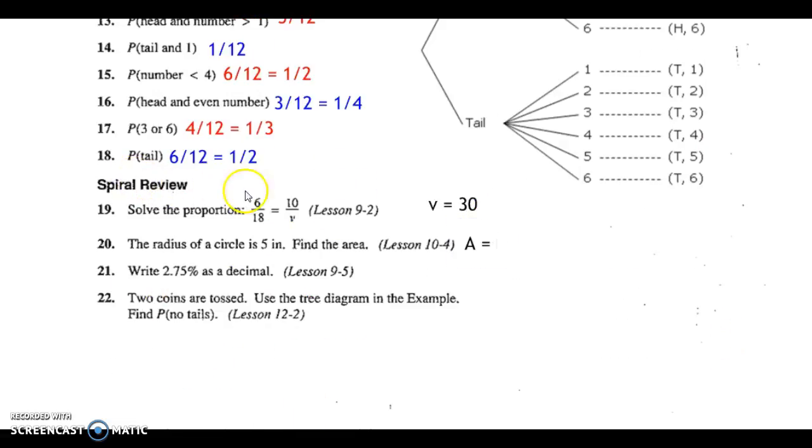Now, this spiral review down here is review from other math classes. It is not necessary for you to know the answers to these questions, except for question number 19. If you were to solve this proportion, you would get v is equal to 30. We can leave all the rest of these alone. Take a look at the next page.